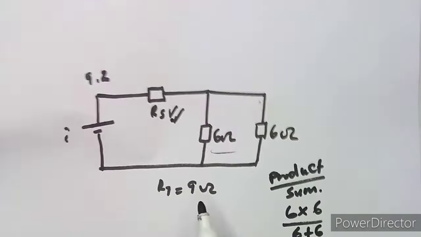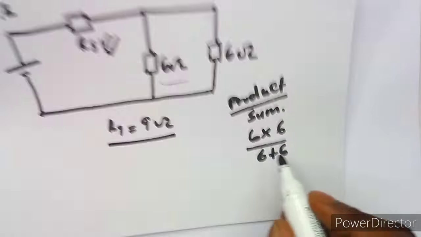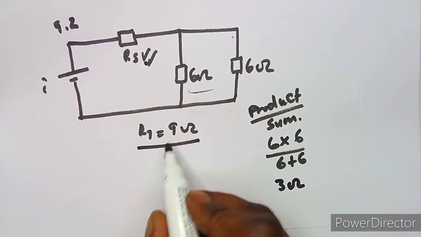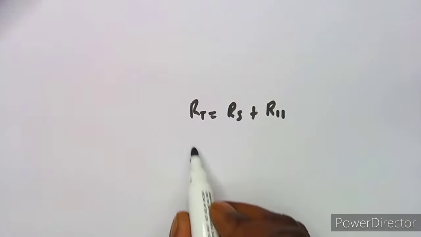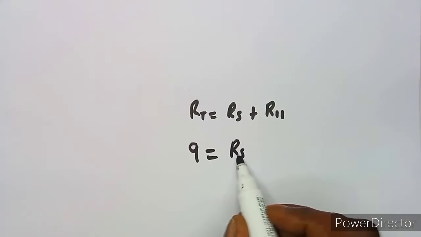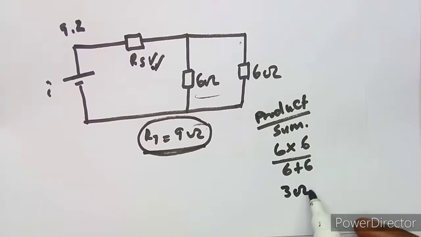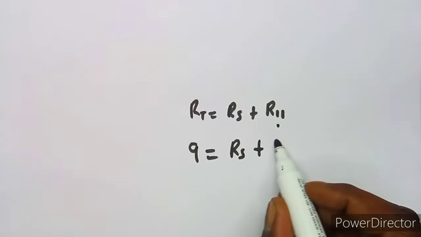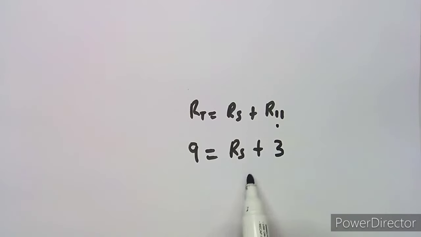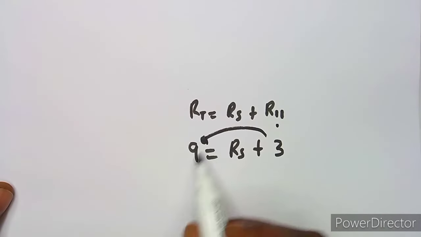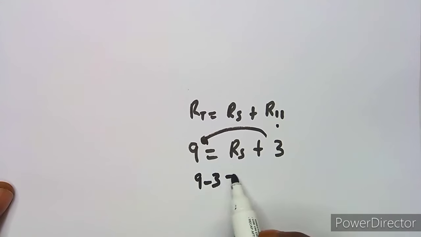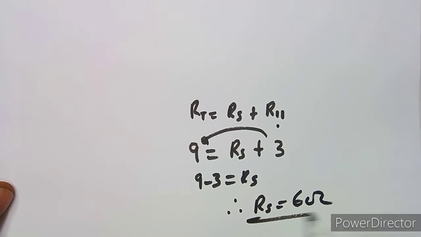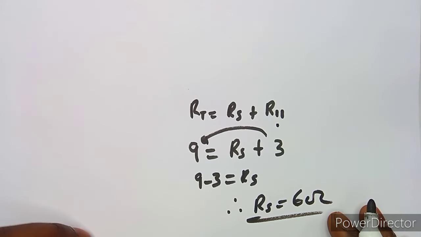So we have RT, which is 9, and the parallel part is going to give us 3 ohms. So 9 for RT is equal to RS plus the total of the parallel, which is 3. So we are going to transpose. RS is going to be 9 minus 3, which is equal to RS. Therefore, the series resistor is 6 ohms. So that's what we have in the series circuit, our RS, which is 6 ohms.